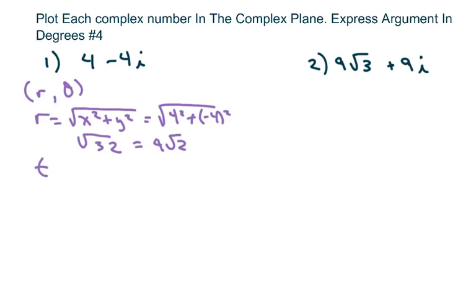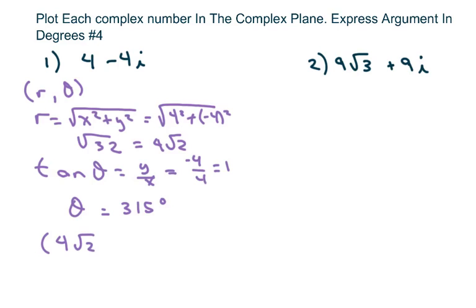And your angle you get from tan, because you have your y over x, which equals 4 over negative 4, or negative 4 over 4, equals negative 1. So my angle is 315 degrees. So I have r as 4 square root of 2, and my angle is 315 degrees. We're going to plot these in a minute. I want to go ahead and take care of this side.